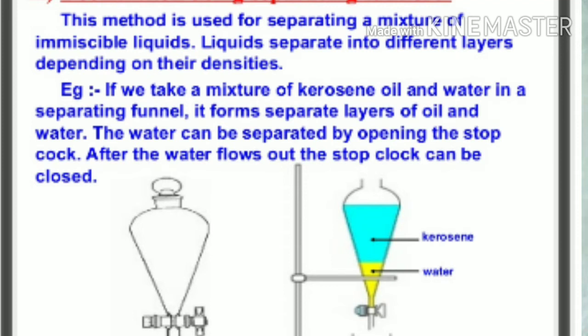Now the water can be separated by opening the stopcock, and after the water flows out, the stopcock can be closed. In this manner I can separate the two immiscible liquids. The next method is called.